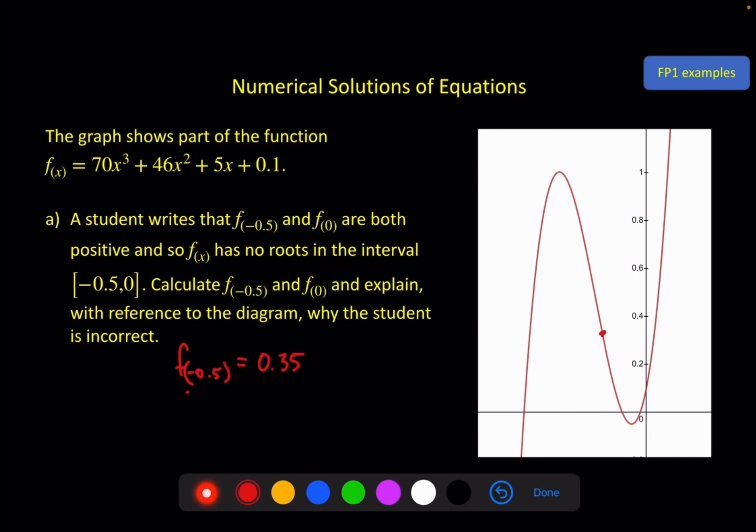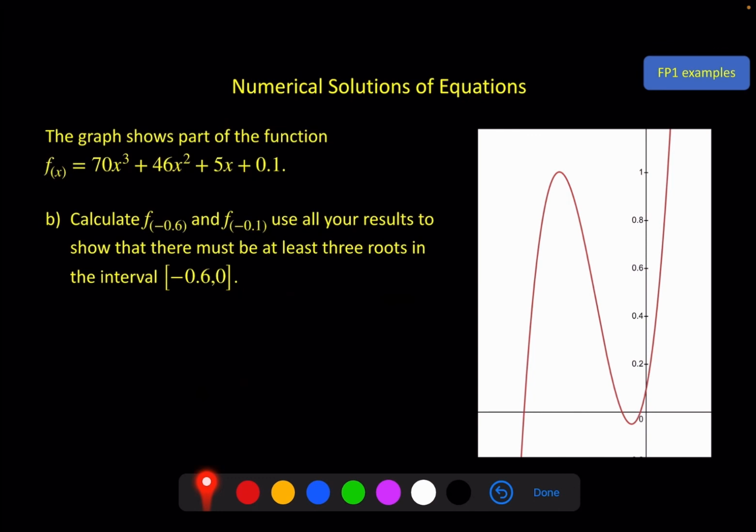Now I need to evaluate f of 0. That's a little bit easier. That's 0.1. And I can see that that is here. Now, referring to the diagram, we can say for sure that the student is wrong in saying that there are no roots, because we can see between these 2 points there are 2 roots.